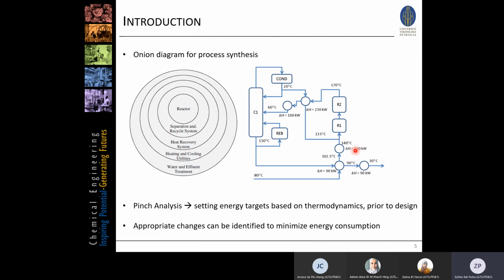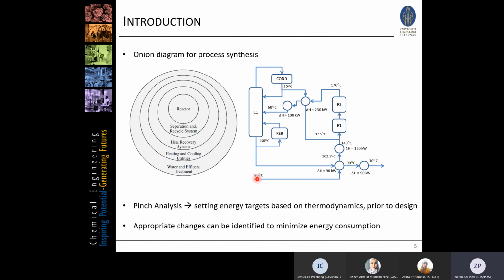Now we know the current situation. We need to know what we can do further to improve it. That's basically the answer that this pinch analysis is going to address. But before we do that, we need to know how to get the data correctly. In principle, how to get the data correctly is that we need to know the beginning and the end.